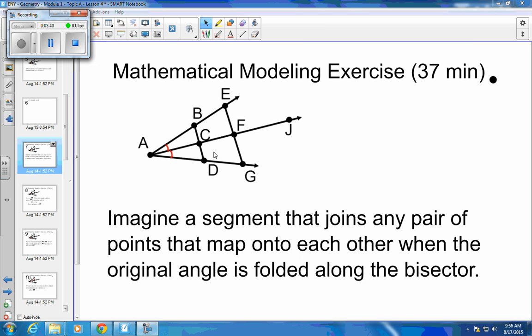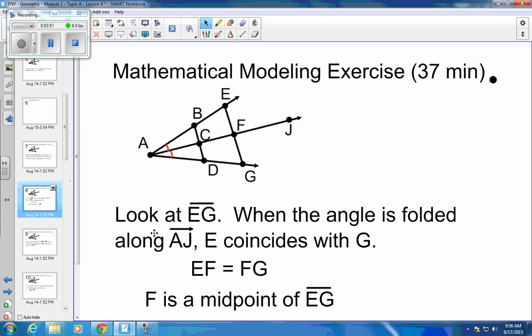So we saw that B and D mapped onto each other, right? When you folded the paper, B landed on top of D. And E would map on top of G when you fold it. So EG, look at it. When the angle is folded along AJ, E coincides with G. So EF is equal to FG. We say equal because when you don't put the little segment over it, we're talking about the distance. So the distance from E to F is equal to the distance from F to G. And F is in fact a midpoint of EG.